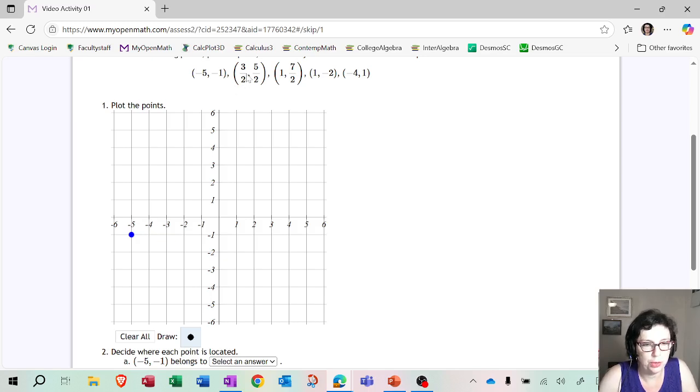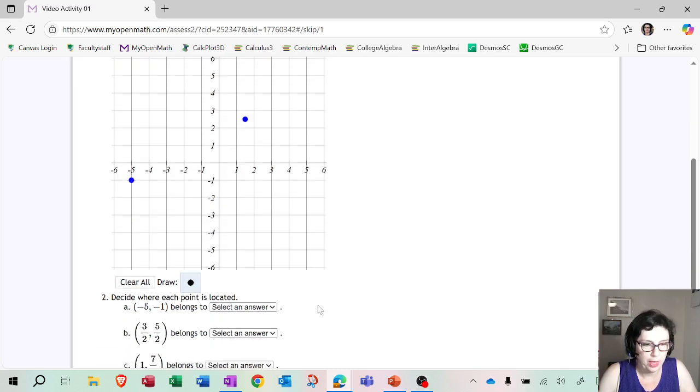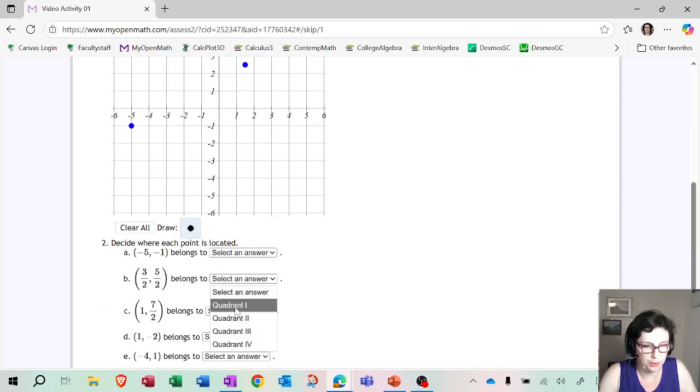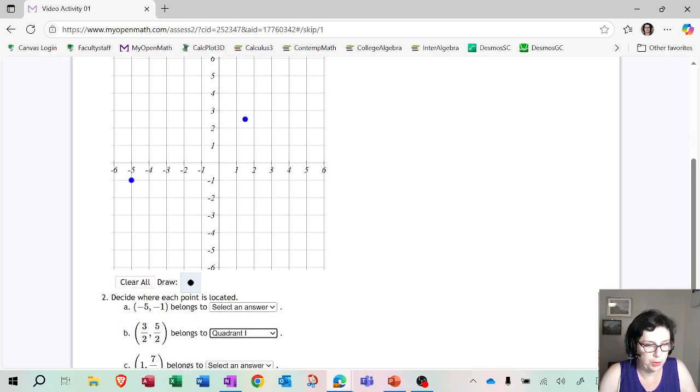Okay, so let's continue. The next point is 3/2, 5/2. So what is that? Well, you have to start at the origin. So let's click on that. And then you go in 3/2 of a unit. So 1/2, 2/2, 3/2. There you go, right here. And then 5/2 up. So 1, 2, 3, 4, 5. Notice how you can travel by halves here. And that's going to be a point in, by the way, because both of these are positive, that's going to be quadrant 1. Whereas this one, when both of them are negative, that's quadrant 3.